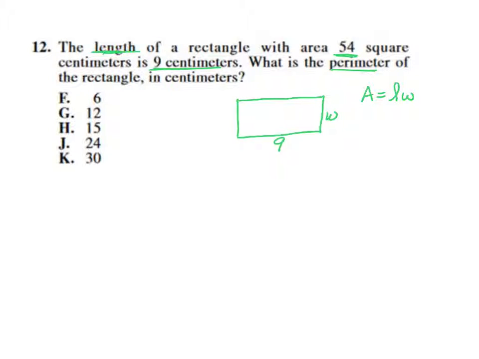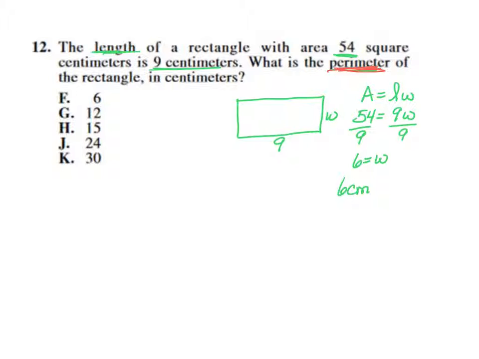So remember, the area was 54, and that equals our length, which is 9, times W. If I simply divide both sides by 9 to undo my 9 times W, I end up with the width having a measure of 6. Remember, that is 6 centimeters. Now notice that that is one of the answers they give. Be very careful with that. That's not the question it asks. It asks what is the perimeter.